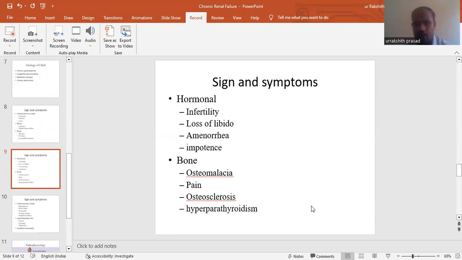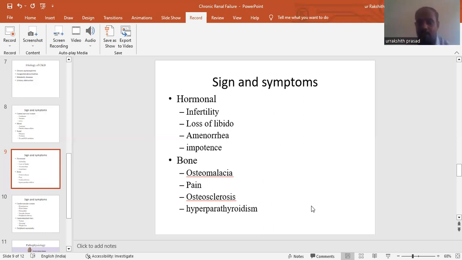And also for the bones, the patient may have pain. Then the bone is going to lose density and develop osteoporosis. And also because of this, the patient may have the parathyroid condition called hyperparathyroidism.